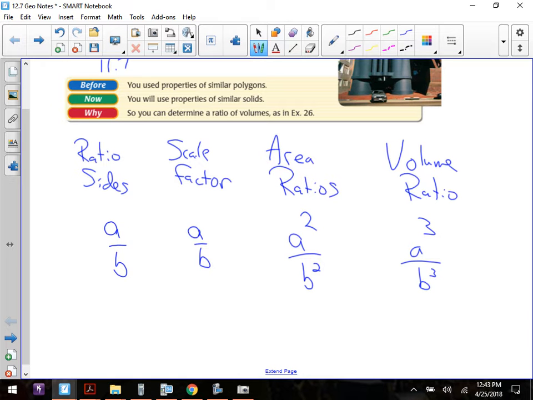You start with your scale factor, if that's what you have. You square it or you cube it to go forward. If you start with a volume, you cube root it to go to the scale factor. Square it then to go to the area. It's just a matter of reading the questions correctly to go back and forth.